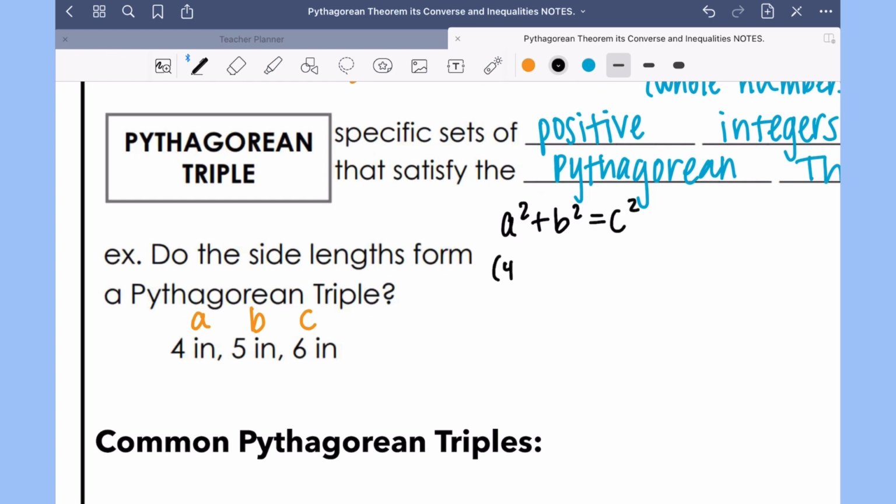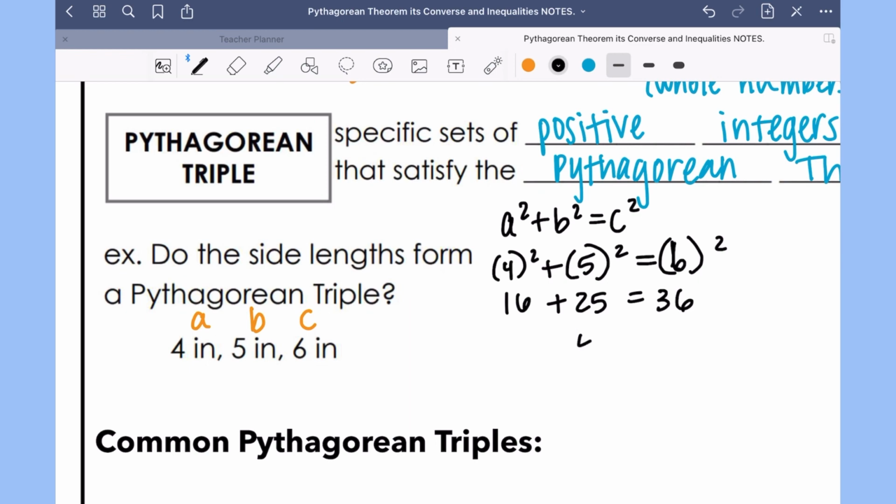So 4 squared plus 5 squared, is it equal to 6 squared? 4 squared is 16, 5 squared is 25, 6 squared is 36. 16 plus 25 is 41. So that does not equal 36. So no, these three numbers are not a Pythagorean triple.